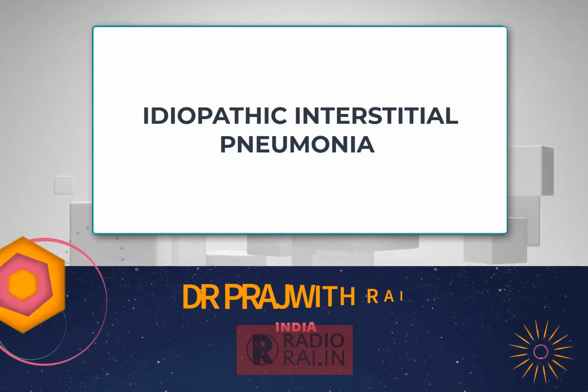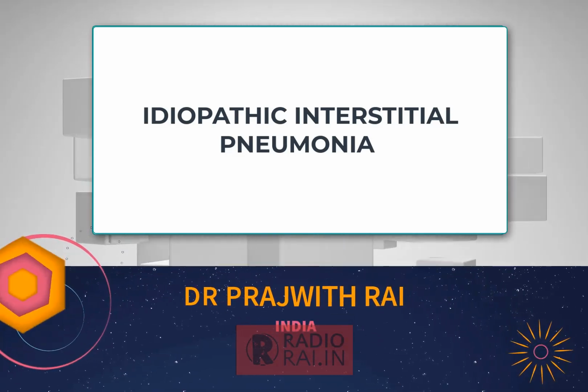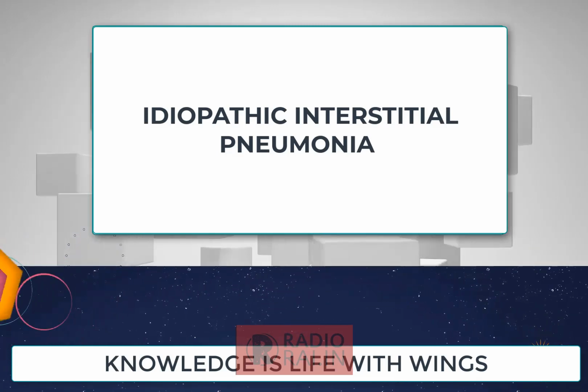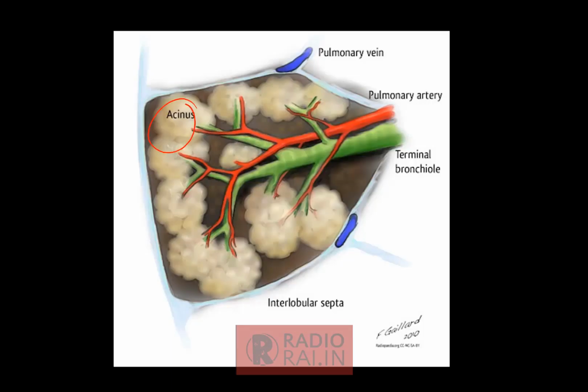Today we are going to discuss idiopathic interstitial pneumonia. Now we need to know that this is a secondary pulmonary lobule which is made up of multiple acini. Around 10 to 12 acini will be present, and if you see here, there is an artery supplying this lobule and also a bronchus which is going to the center.